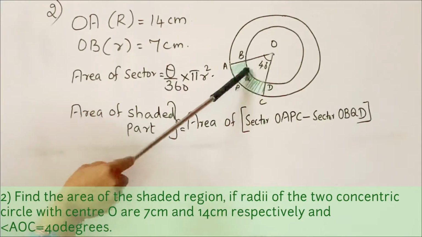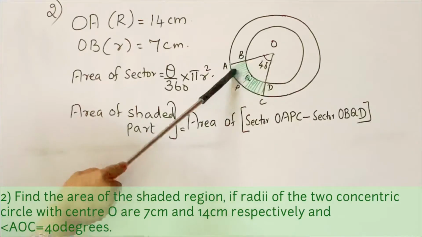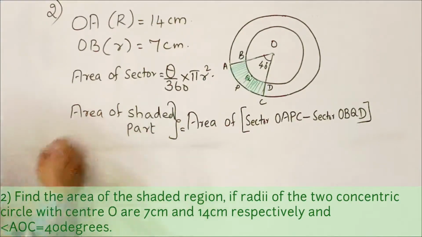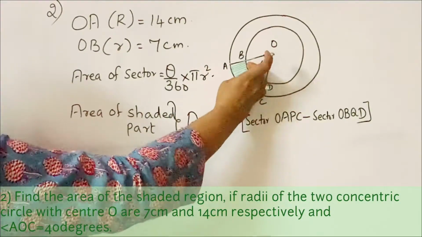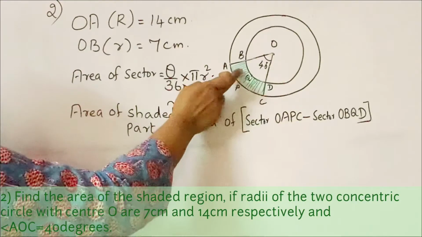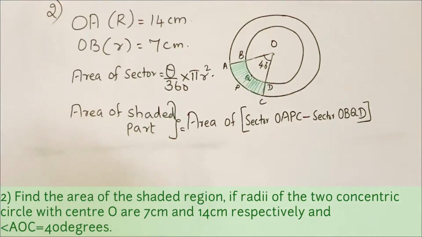So area of the shaded part is equal to area of the big sector. This is the big sector. Okay, this full part, big sector, minus area of the small sector. So area of the shaded part is equal to area of the sector OAPC minus sector OBQD. What is area of the sector? That is theta by 360 into pi r square.